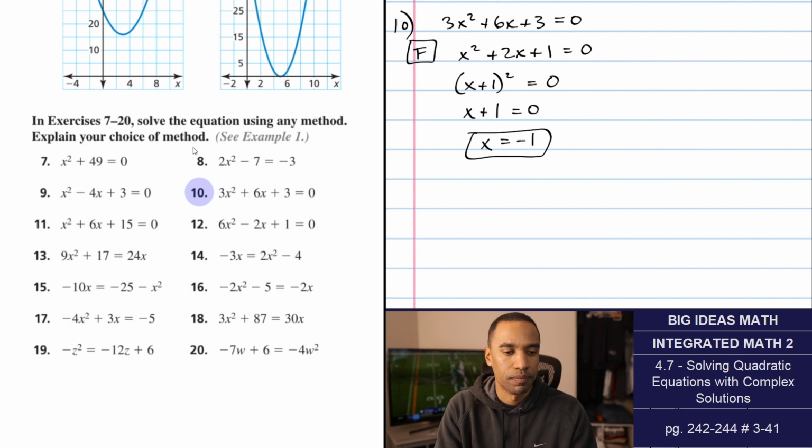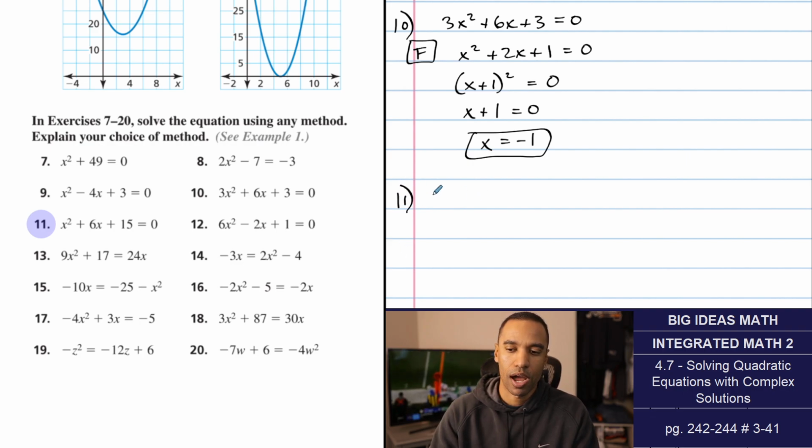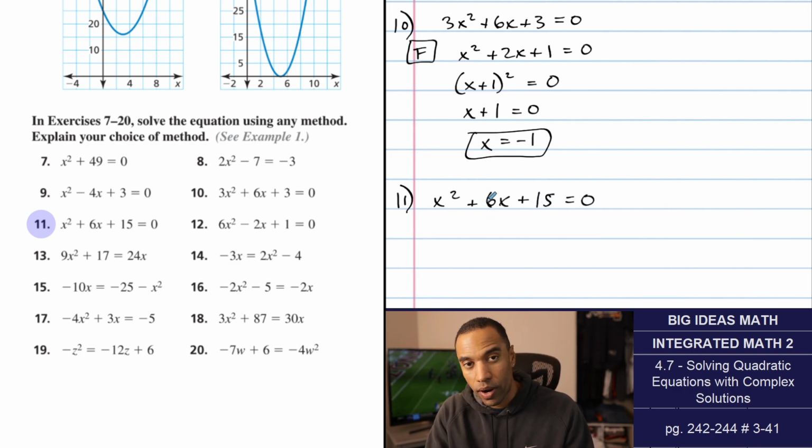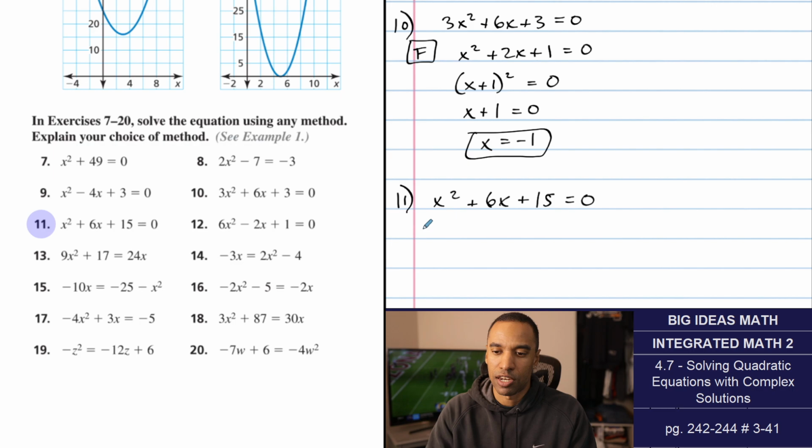Just number 7 so far. I expect some i's to pop up next. Number 11 doesn't look factorable and probably looks non-real. x squared plus 6x plus 15 equals 0. Because it's a 1x squared, because the 6 is an even number, I'm going to solve by completing the square. I'm going to go ahead and find the number. It gives me a perfect square trinomial.